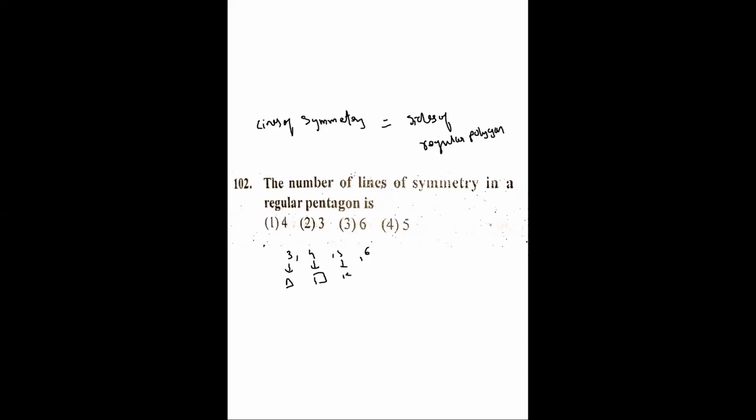So here they have asked the number of lines of symmetry in a regular pentagon. A pentagon has five sides, so the lines of symmetry will also be equal to 5. So option 4 is the right option.